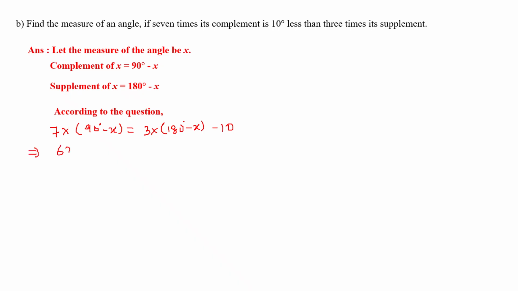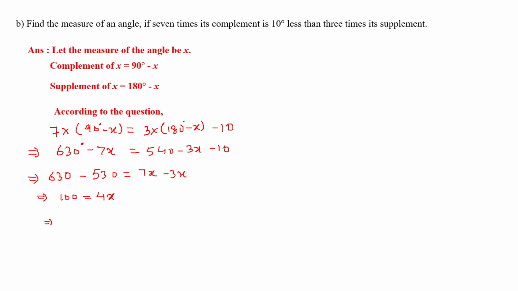So 7 into 90 is 630 minus 7x, which is equal to 540 minus 3x minus 10. So 630 minus, now 540 minus 10 is 530, and then transpose it to LHS, and minus 7x transposed to RHS will be plus 7x. So from here you will get 100 equal to 4x. So the value of x will be 100 divided by 4, which will give you 25. So the measure of the angle is 25 degrees. Okay, these are all degrees. Understood? So this was the second part of the question. Now moving to the next question.